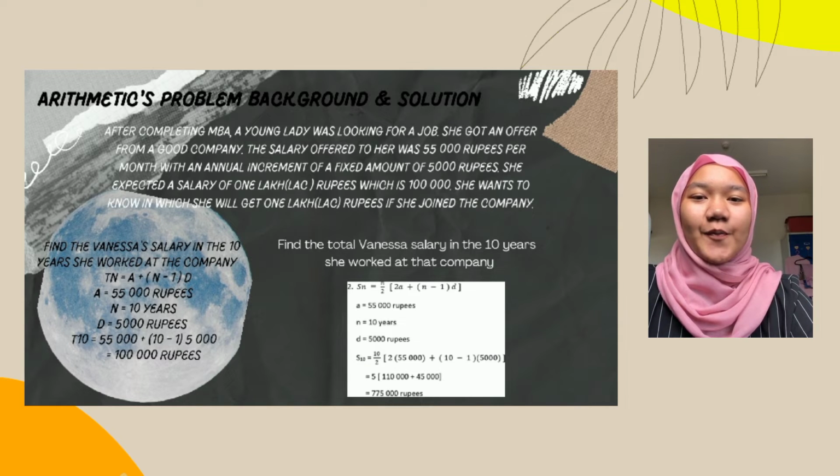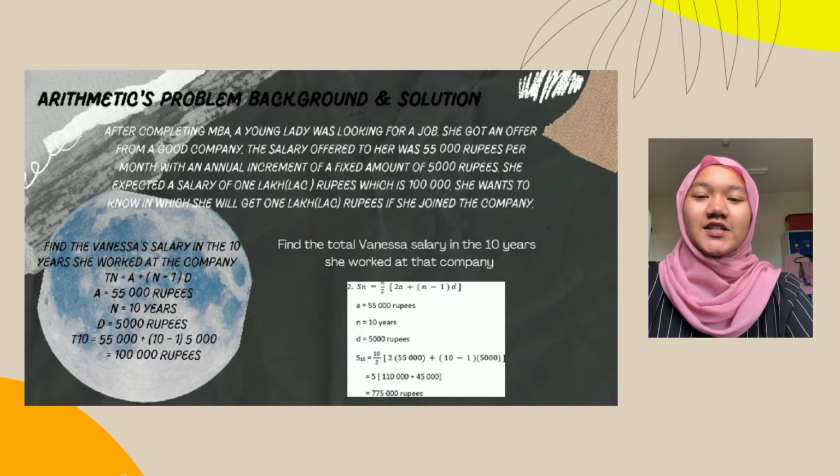Next, I will present the problem background. For arithmetic progression, the problem is, after completing MBA, a young lady was looking for a job. She got an offer from a very good company. The salary offered to her was 55,000 rupees per month with an annual increment of a fixed amount of 5,000 rupees. She expected a salary of 1 lakh rupees, which is 100,000 rupees. She wants to know in which year she will get 1 lakh rupees if she joined the company.